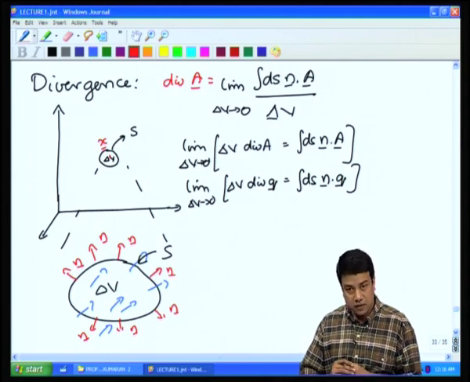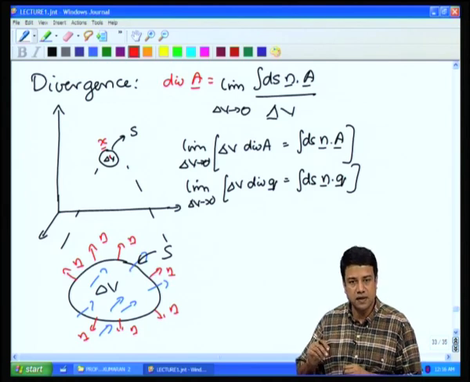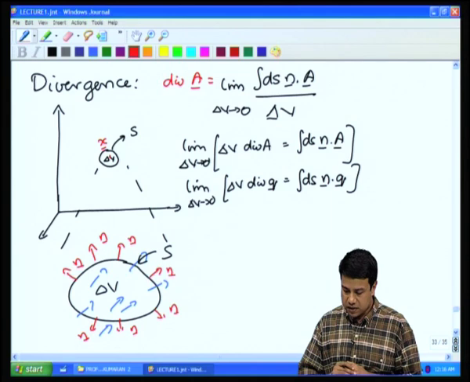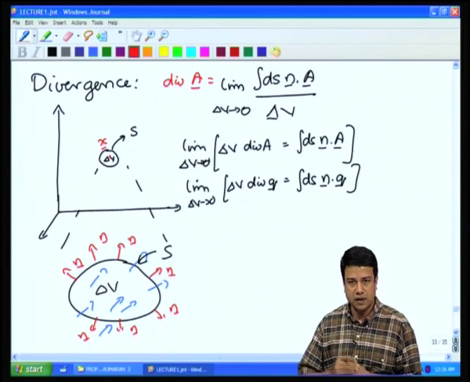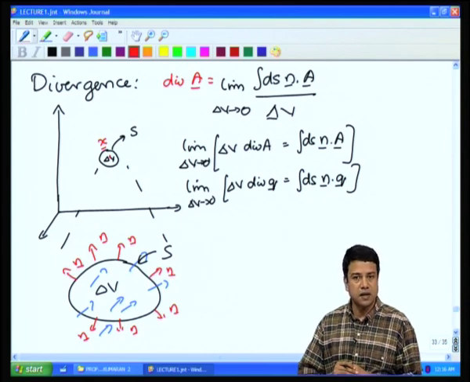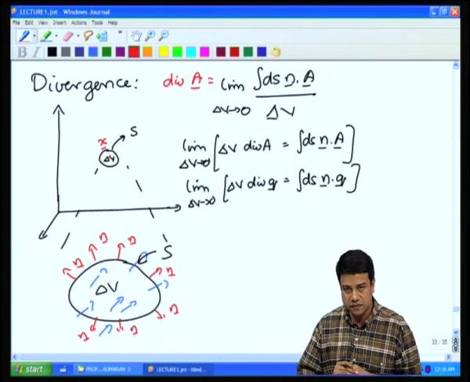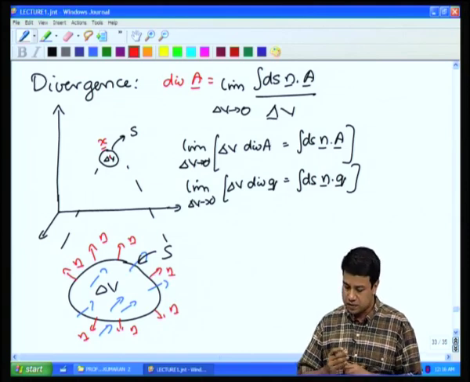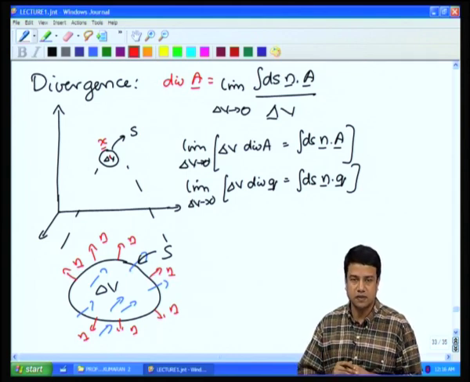You take the dot product on the surface of the unit normal times the vector A itself. As I said, vector A is a single valued function at each point on that volume. So, you take the unit normal dotted with that vector A, integrate over the entire surface and divide by the volume, and that gives you the divergence. Since I have taken n dot A, the result that I get is a scalar. So, the divergence will also have dimensions of this vector divided by distance.